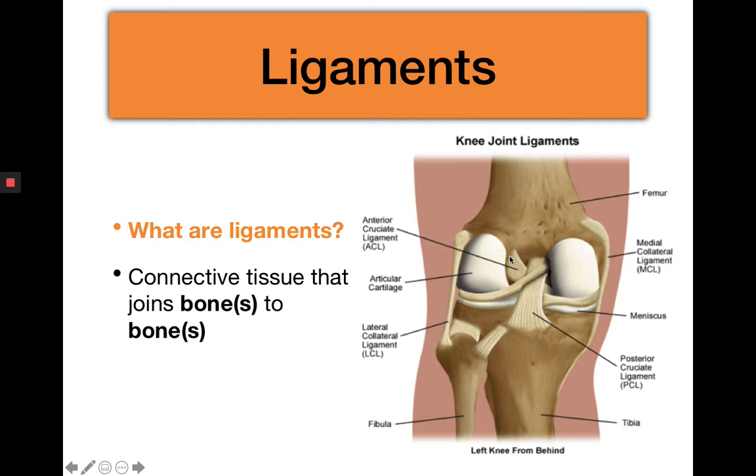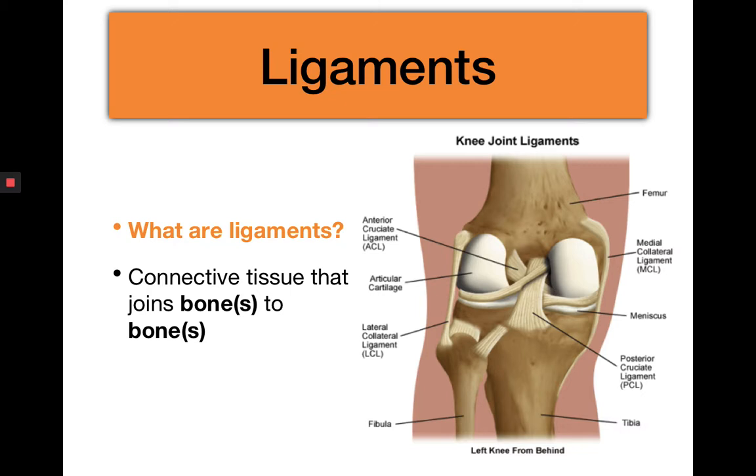We also have these that a lot of people would have heard of, our cruciate ligaments. So we have the one here and then the one here. The one furthest forward is the anterior cruciate because it's forward, and then the one that's further back is the posterior because it's further back.